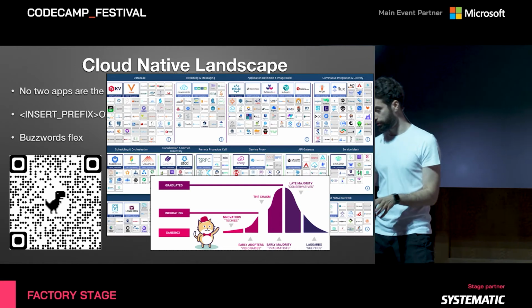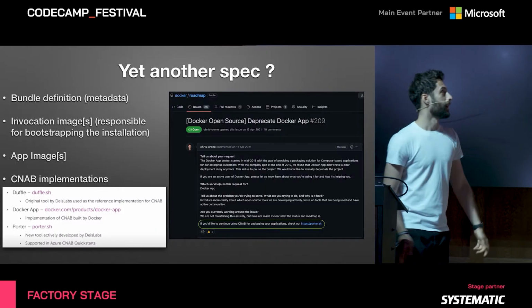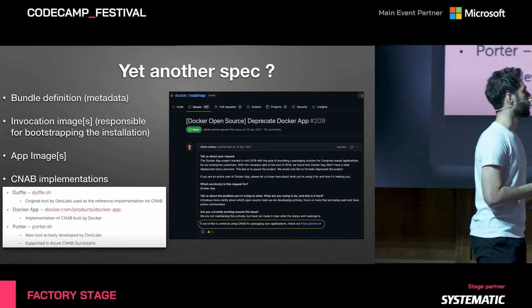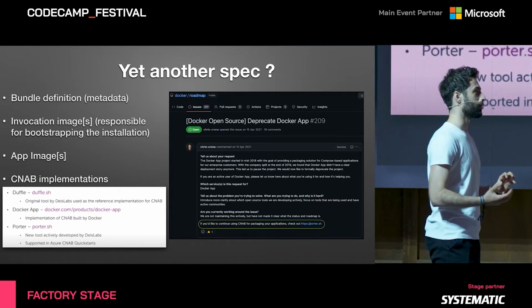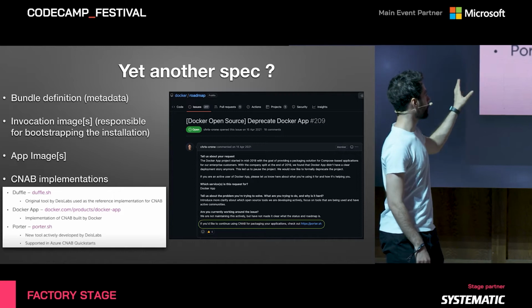So if you're using Porter, you're visionary, right? As I said, Cloud Native Application Bundles is a specification. What does it mean? A specification needs to have an implementation. So there are three implementations: Duffle, Docker App, and Porter.